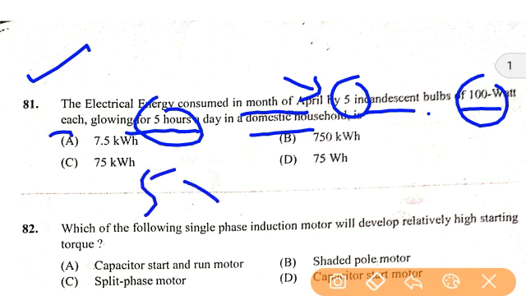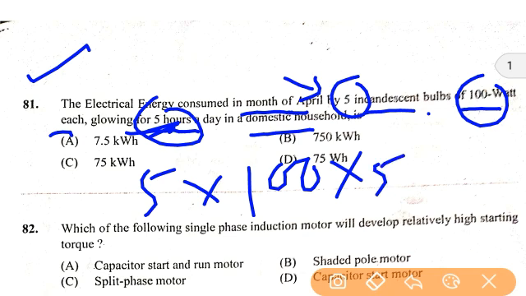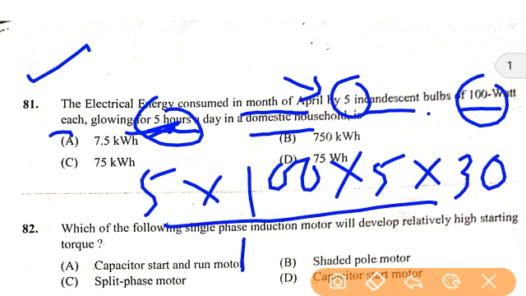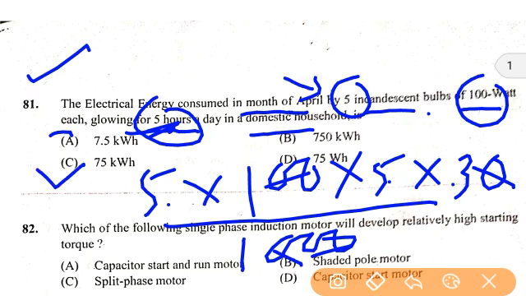5 into 100 watt into 5 hours into, for the month of April, that is 30 days, divided by 1000 to find the kilowatt. 20 cancel, here 10 cancel, so it is 5 into 5 into 3, that is 25 into 3, that is 75 kilowatt hour. So option C is the correct answer.